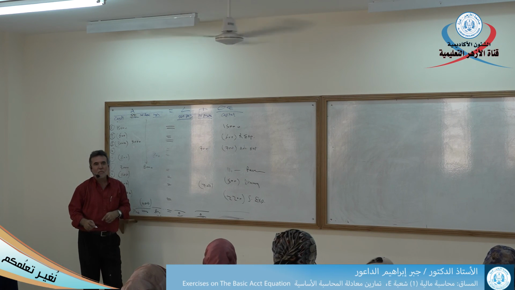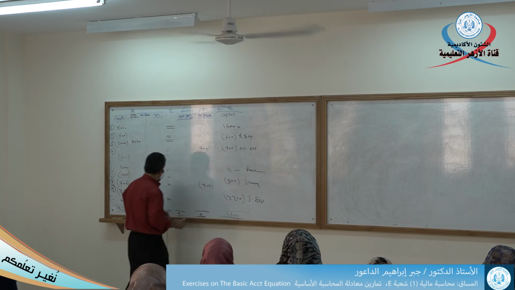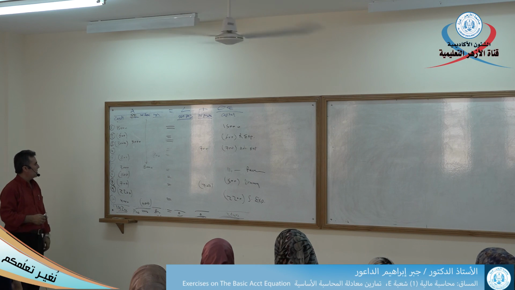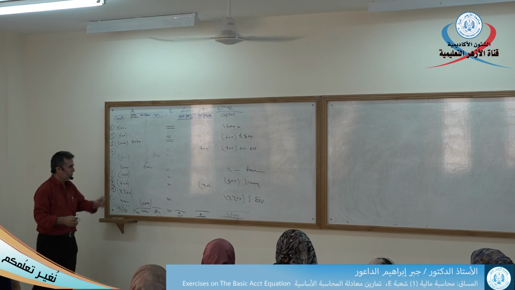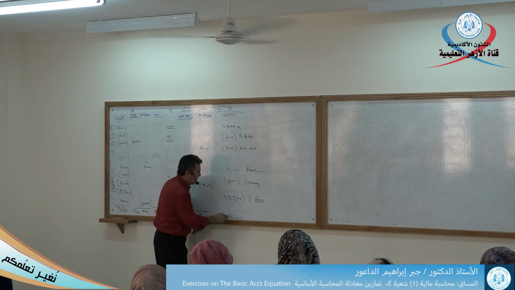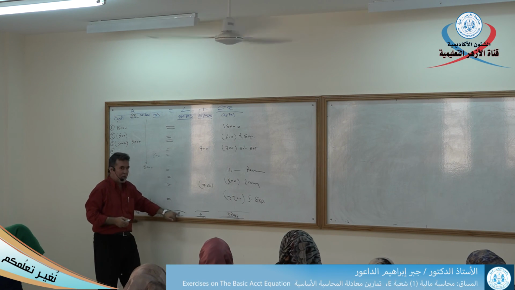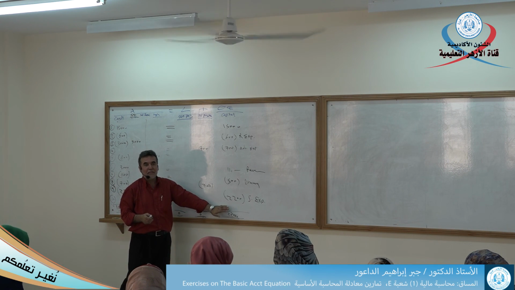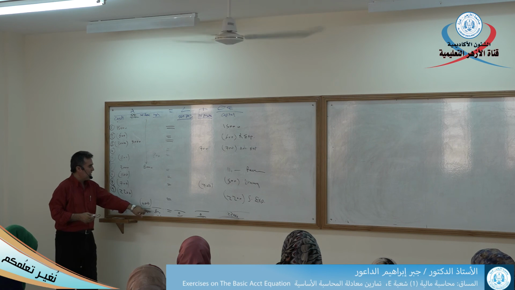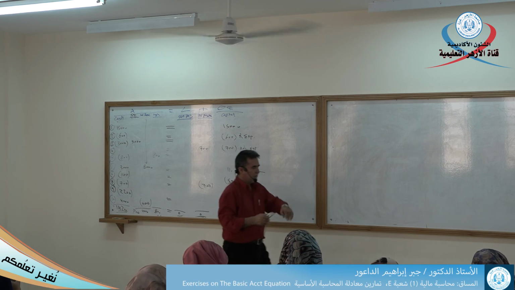كم؟ 22,000. Why? This side, 0 plus 0 plus 22,000. So equal to 22,000. This side, 14,200 plus 3,000 plus 4,000 plus 800 equal 22,000. Okay. That's the ten transactions.